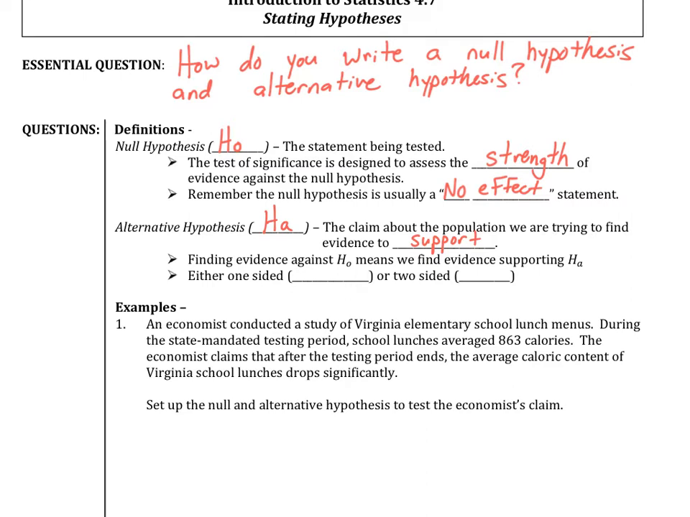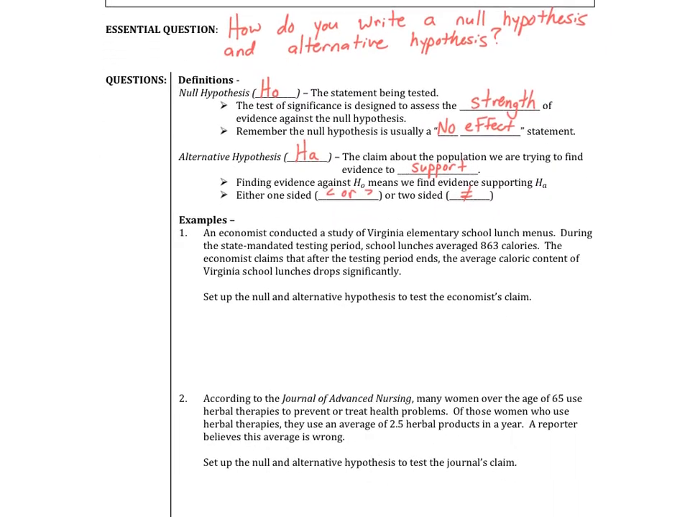Finding evidence against the null hypothesis means we have evidence supporting the alternative hypothesis. So this could be either one-sided, meaning it's less than or greater than, or it could be two-sided, which means just not equal to. In that same example, if you just think that it's not 5'10", you say, I think that it's not equal to 5'10", meaning it could be higher, it could be lower, but it's not 5'10".